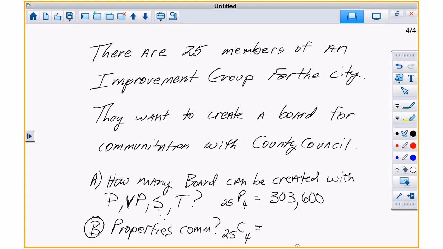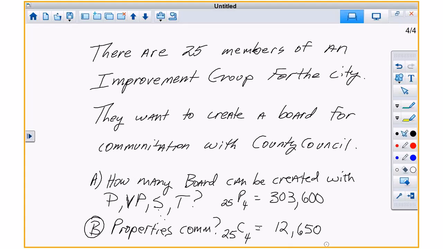That's the next one. And of course, the committee number is probably going to be a whole lot less. So what are the combinations? 25 combination 4. What does it come out to be? Say one more time. I've heard 12,650. Is that correct? You did good on enunciation, but you need to up the volume a little bit. I heard 12,650.